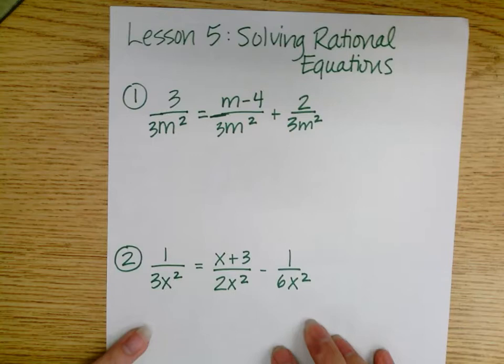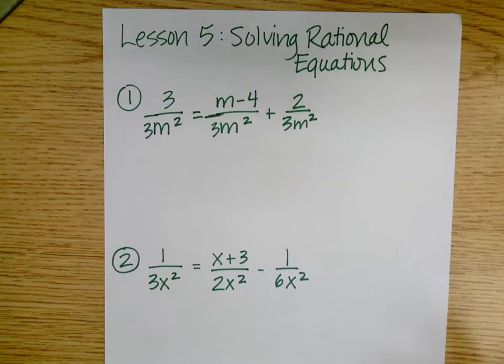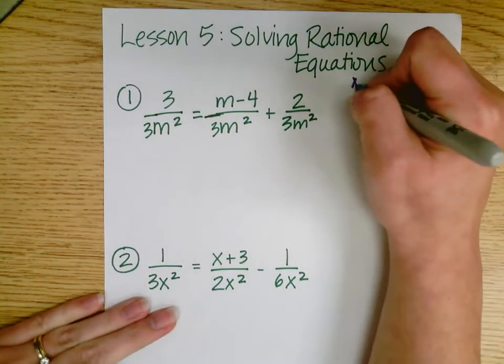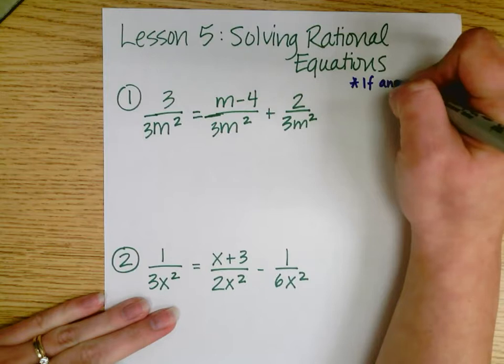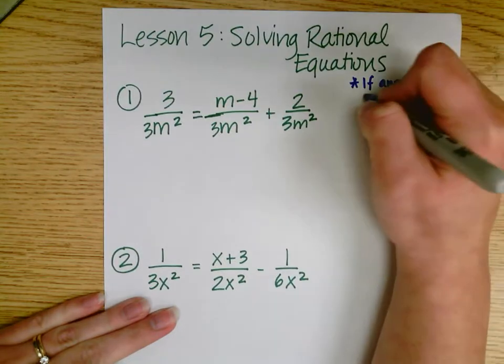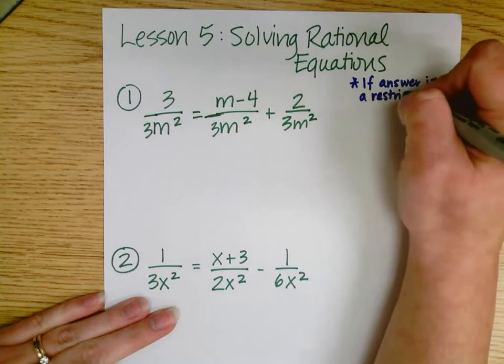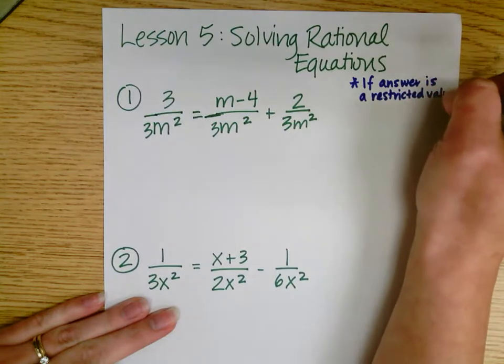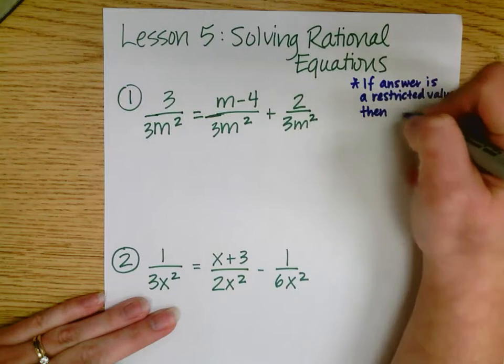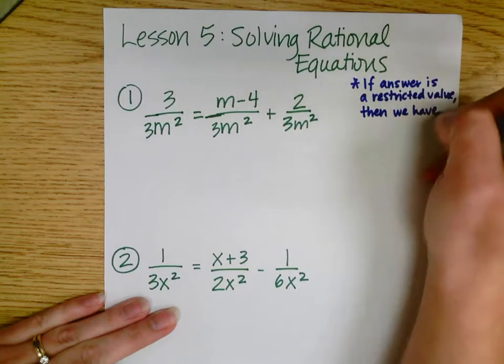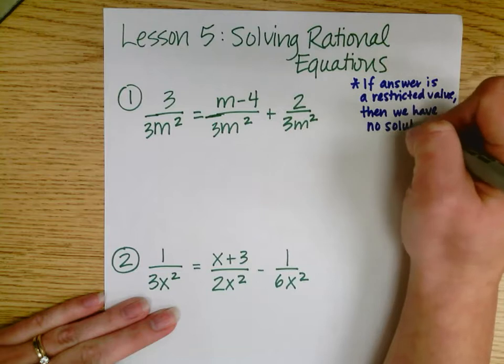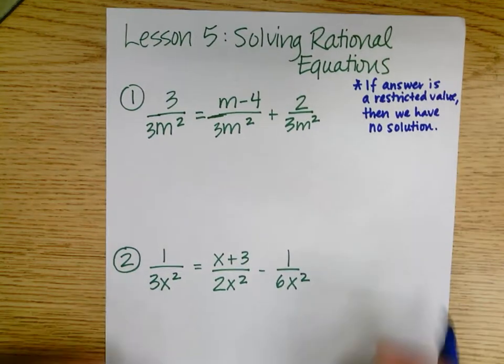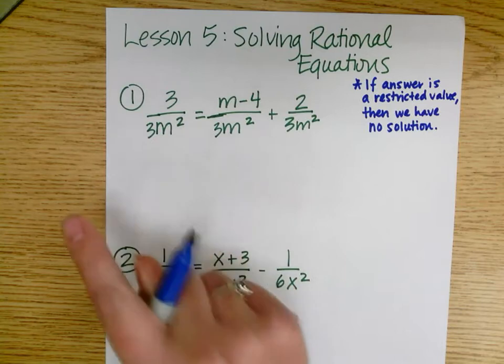You do not have to worry right now. Actually, I take that back. We are going to check and see if our answer is in the restrictions. And if so, then we throw it out and it's no solution. So let's make a little note to ourselves. If the answer is a restricted value, then we have no solution. Also, if you go to plug in your value and the left side doesn't equal the right side, it would be no solution.